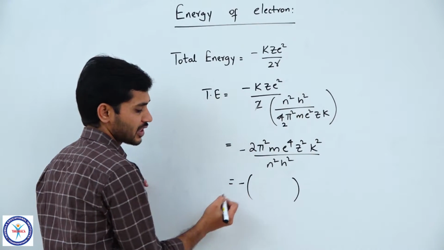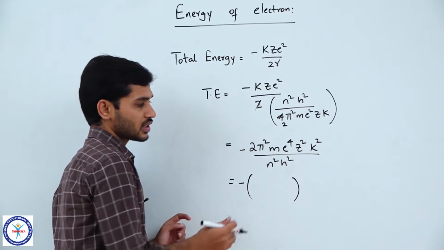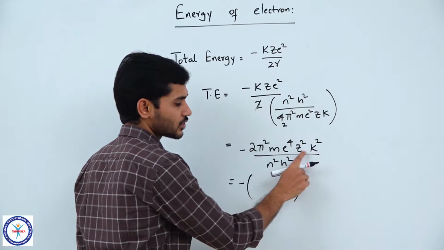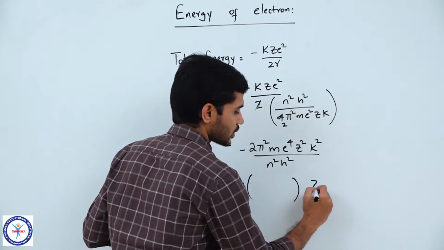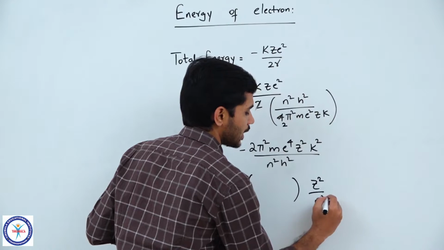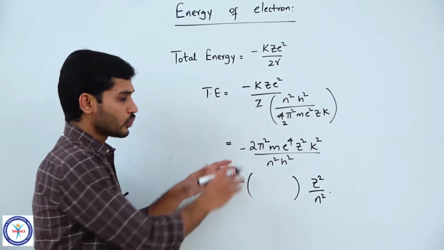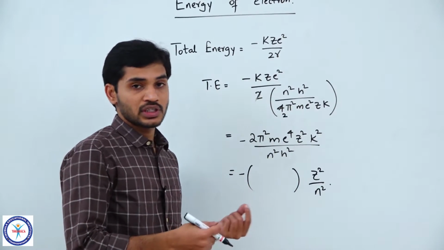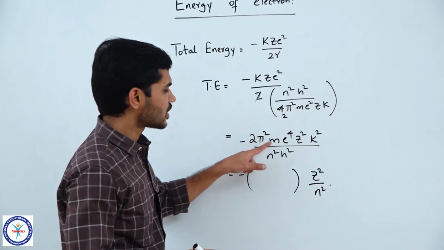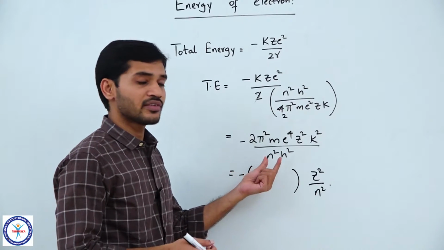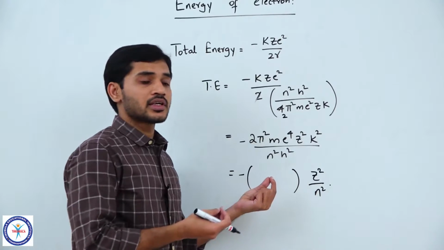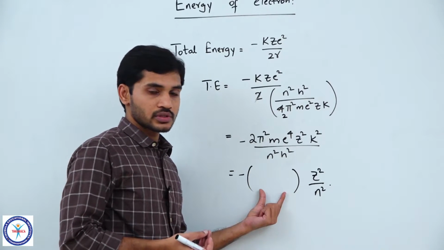So, there is a negative sign. So, I will get a constant, and in the numerator I have z square, in the denominator I have n square. So, z square by n square. And if you evaluate that constant by substituting each and every value, by substituting the SI units, you will get the value here in joules.